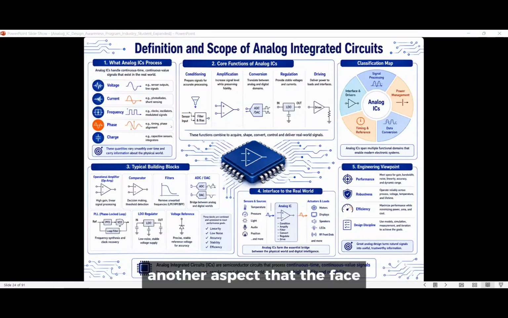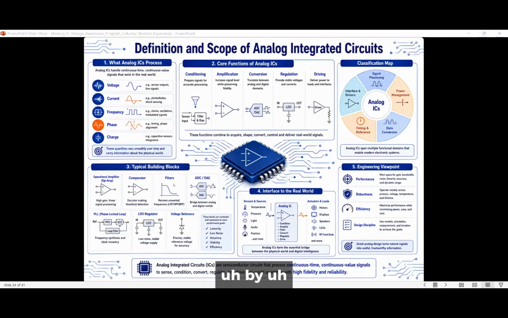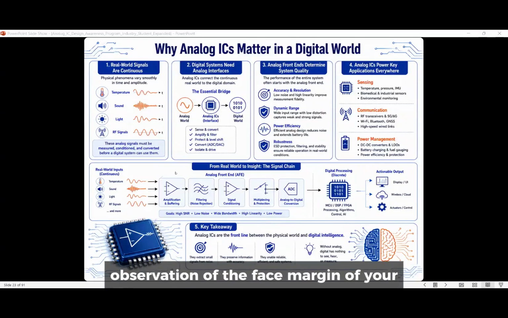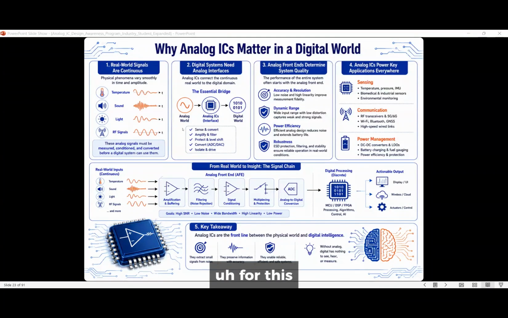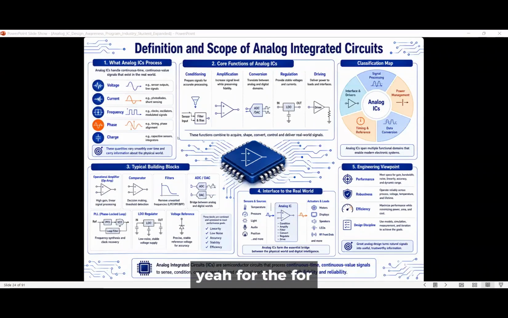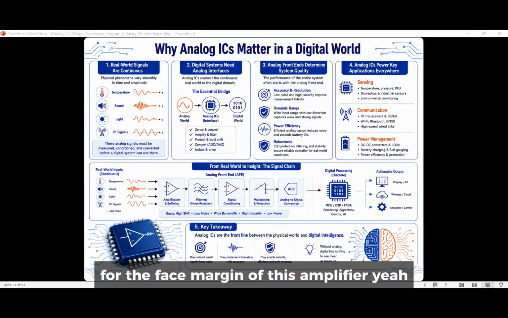Another aspect is that by observing the phase, you can get a direct observation of the phase margin of your amplifier. So you can decide if this transistor operates in the same region and what is the margin for your amplifier going to the unsafe region. You must estimate correctly the phase margin of this amplifier.